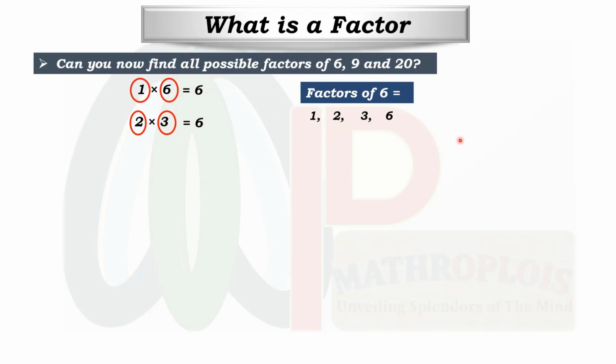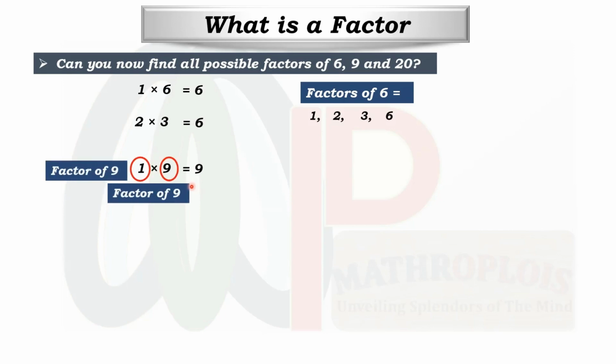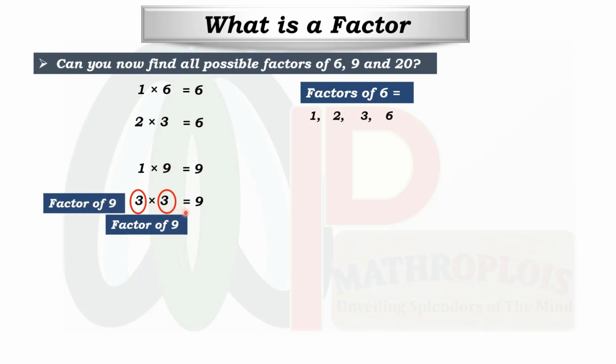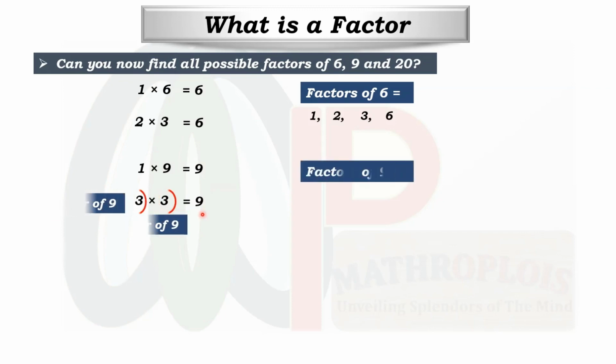Let us now find all possible factors of number 9. 1 multiplied by 9 gives us the product 9, so 1 and 9 are factors of 9. 3 multiplied by 3 gives us the product 9, so 3's are factors of 9, but it will be written once as a factor of 9. All possible factors of 9 are 1, 3 and 9.